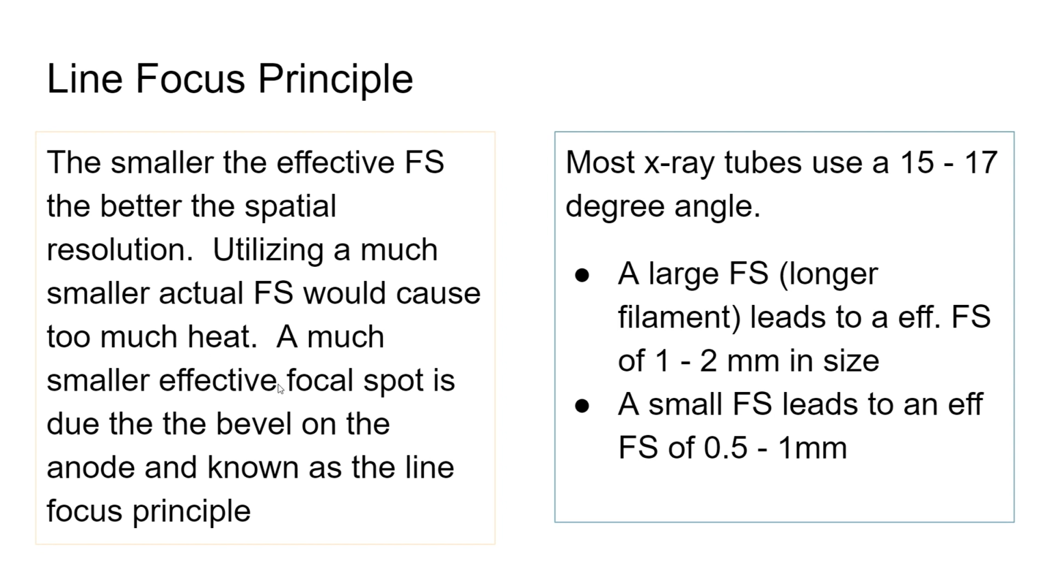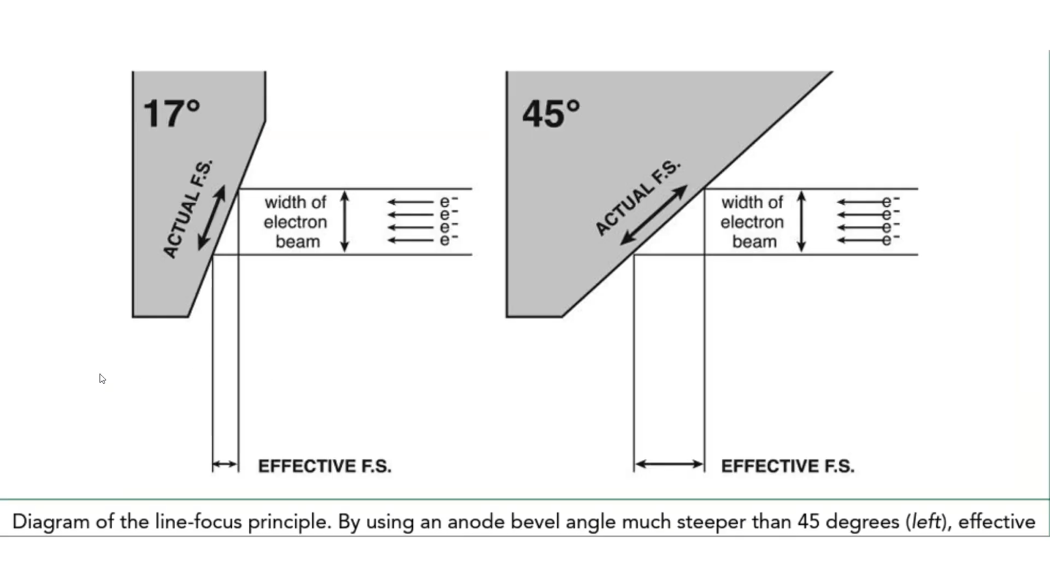So yeah, a much smaller focal spot, like we were saying, is due to that angle, right? And that whole principle is known as the line focus principle. So here's a nice example, right? Notice the actual focal spot is the same, because the width of the right side and the left side are the same. That's our cathode ray beam. But the angles are different.